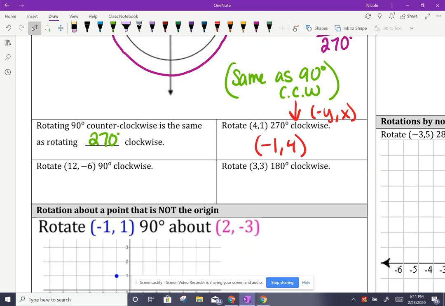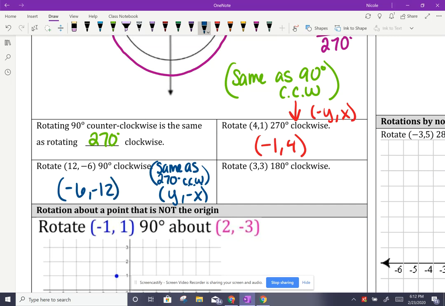If we're rotating 90 degrees clockwise, this one's a little different. This is the same as 270 counterclockwise, which means that your y goes to the front and your x goes to the back negative. So this point turns into negative 6, negative 12.